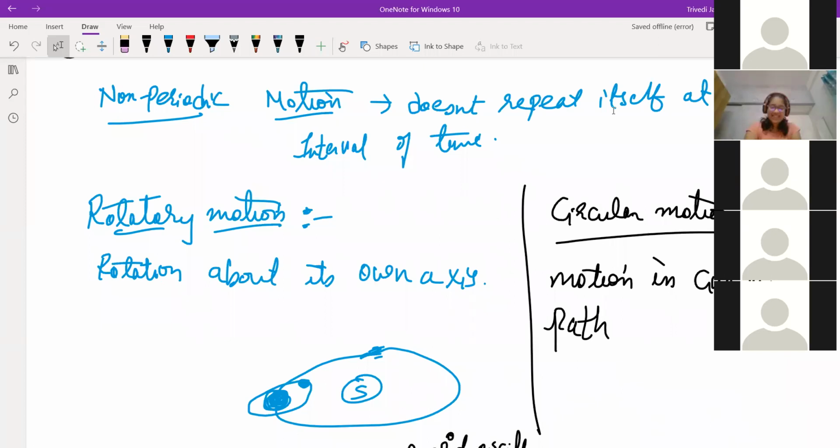A motion in which an object covers equal distances in equal intervals of time is said to be uniform motion. Equal distance in equal interval of time. And what is non-uniform?